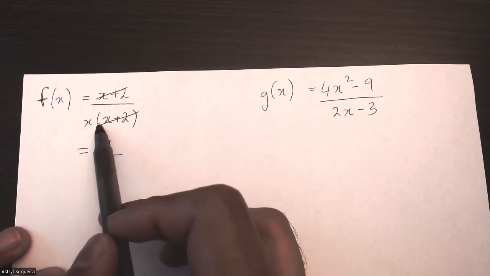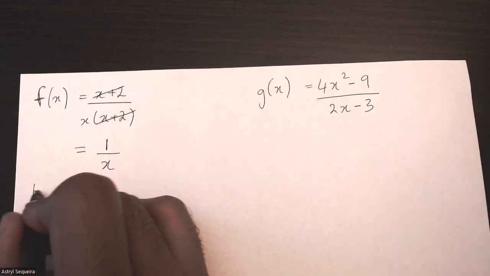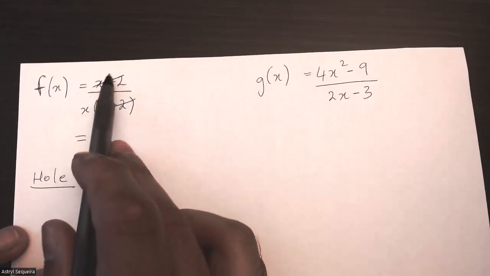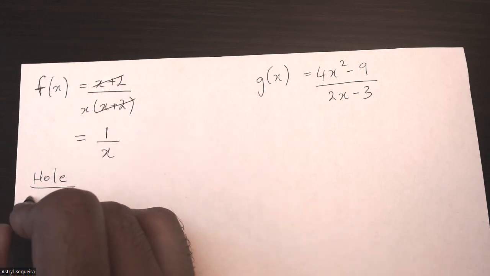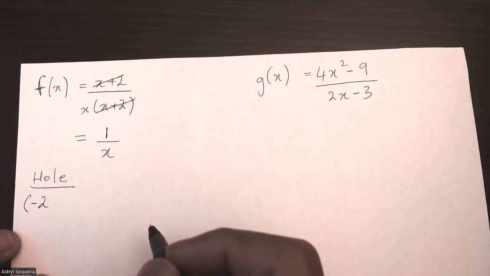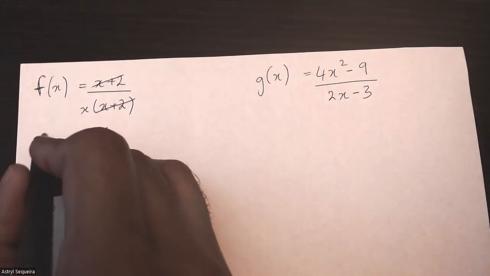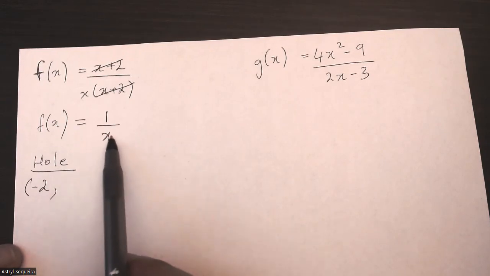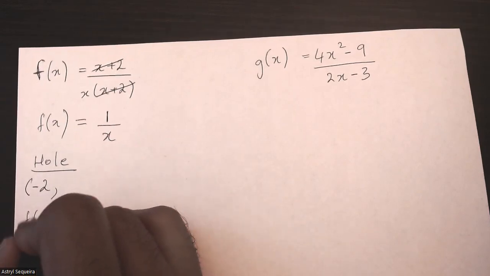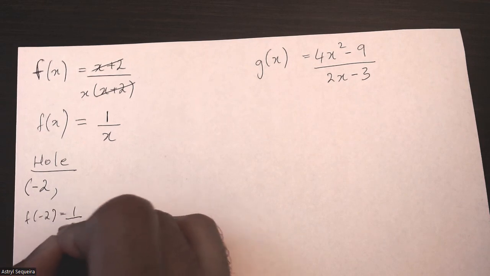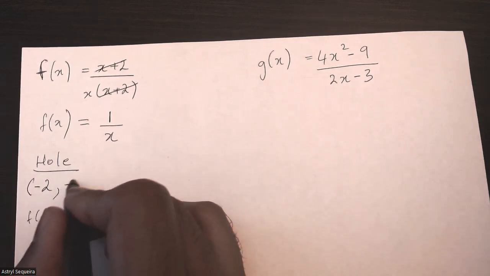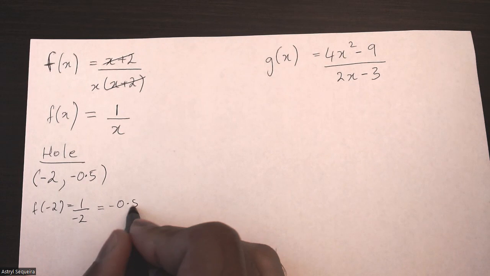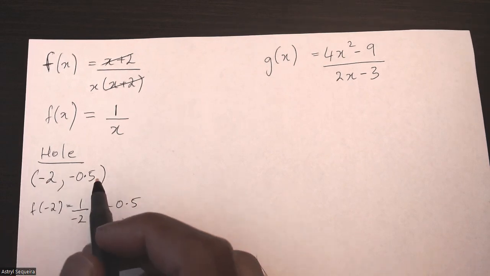Now, this cancellation, anytime you cancel a factor, that always creates a hole. And the x value of the hole is just the solution to the bracket that we canceled, which is minus 2. To find the y value of the hole, we sub in the x value into our simplified equation. So if I do f of -2, that's just 1 over -2, which is negative 0.5. So this is my hole right there.